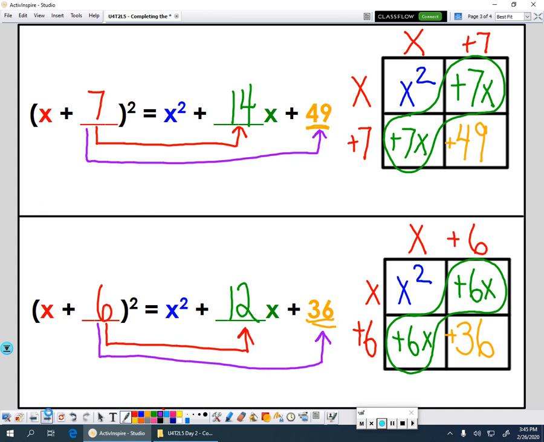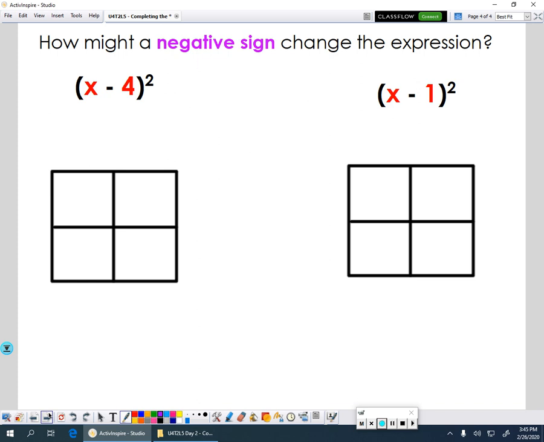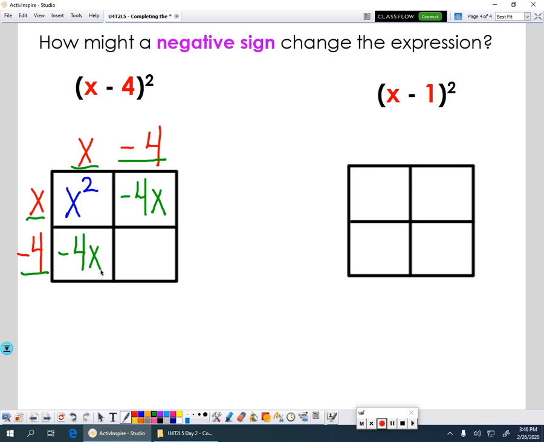Now, one last thing to think about. What if we had a negative sign? Does this change anything? All right, so here, let's just test this out. We've got an x minus 4 and an x minus 4. So let's just do the math here. X times x gives me x squared. Now, when I do this, I've got x times negative 4. That's going to be negative 4x. And this x times this negative 4 is negative 4x. And finally, when I do negative 4 times negative 4, I get positive 16.